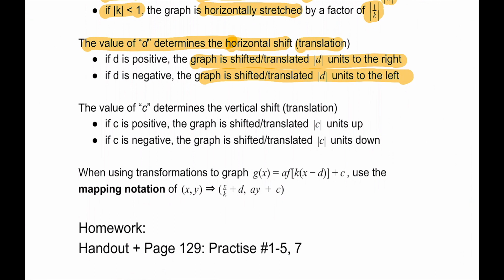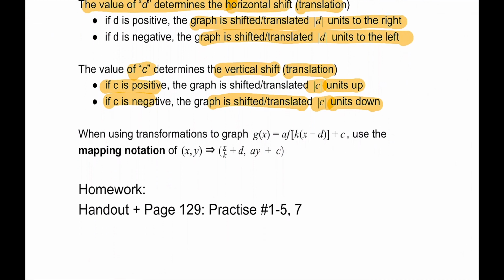When we look at the c value, in other words what's being added or subtracted outside the function, this determines our vertical shift or translation. If c is positive, the graph is shifted up c units. The absolute value is redundant there because if c is positive, it's going to be a plus sign. But if c is negative, the graph is shifted the absolute value of c units down. Okay.